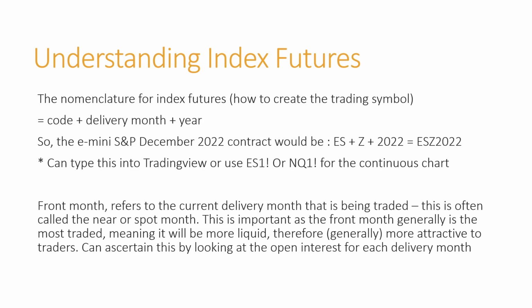You can ascertain this by looking at the open interest for each delivery month. What you'll generally find is that the front month is going to have the most open interest, so it's going to be the most liquid. And then as you get closer to expiration, that 3rd Friday in the month, you'll start to see more activity in the next month.